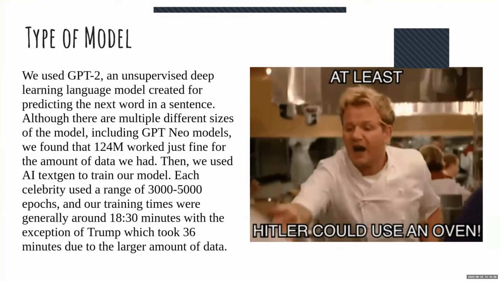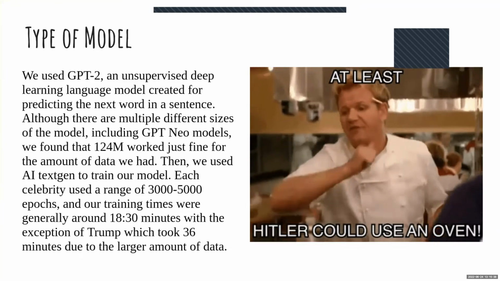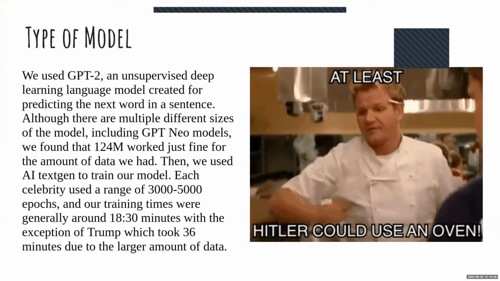So we use GPT-2, an unsupervised deep learning language model created for predicting the next word in a sentence. Although there are multiple different sizes of the model, including GPT Neo models, we found that 124 million worked just fine for the amount of data that we had.